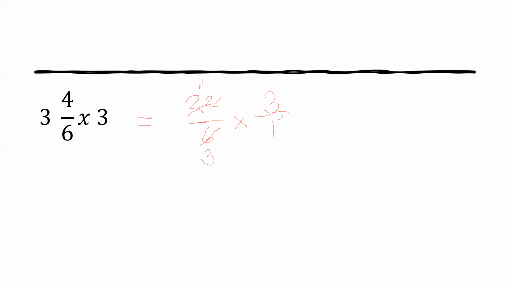Yung 3 at 1, I think wala na. Yung 11 at 1, wala na rin. Pero yung 3 at 3, pwede. This can be divided by 3. So this will be 3 divided by 3, that will be 1. And 3 divided by 3, that will also be 1. Then since nagawa na natin ang vertical at diagonal, proceed to multiplication. 11 times 1, 11. Then 1 times 1, 1. So what will be our final answer? 11/1. 11 po. That will simply be 11.